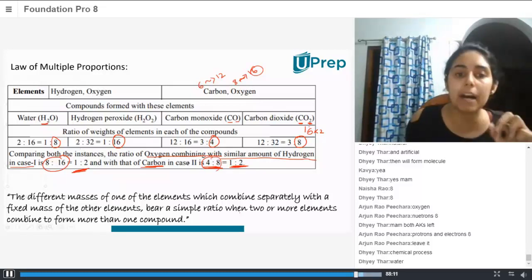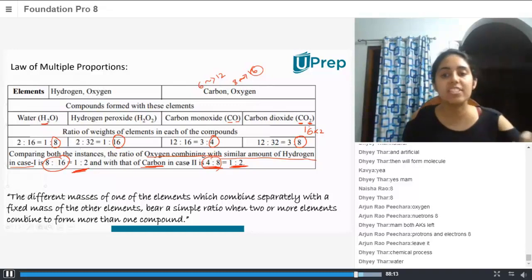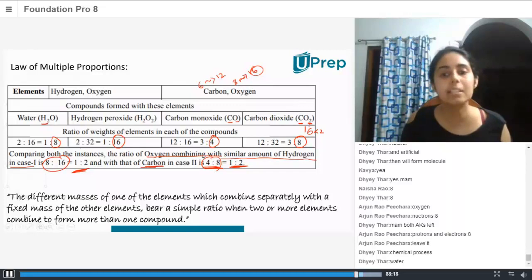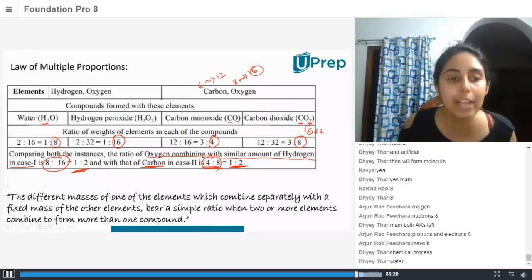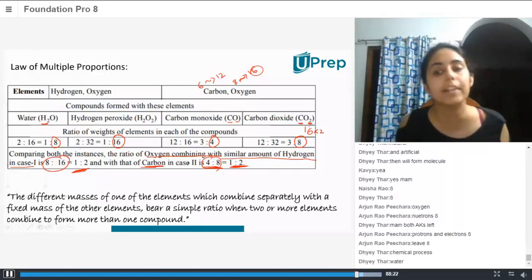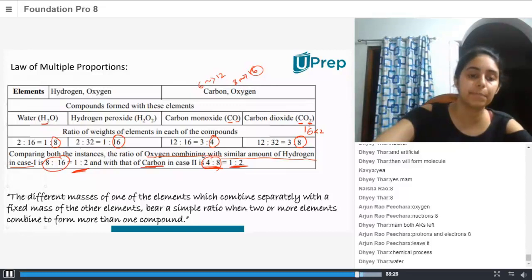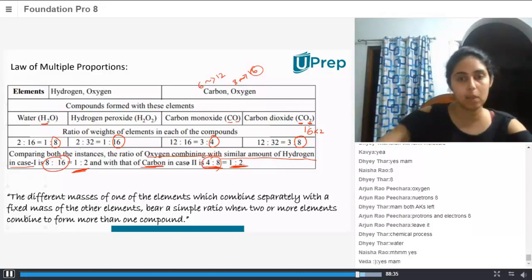The different masses of one of the elements, which combine separately with the fixed mass of other elements, bear a simple ratio when 2 or more elements combine to form more than one compound. Okay? Does that make sense to everybody? Yeah, it does. Yes, it does. Okay, good.